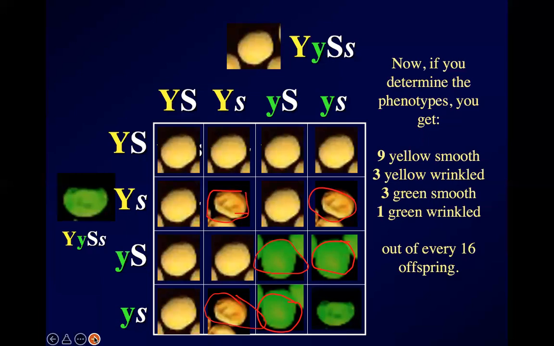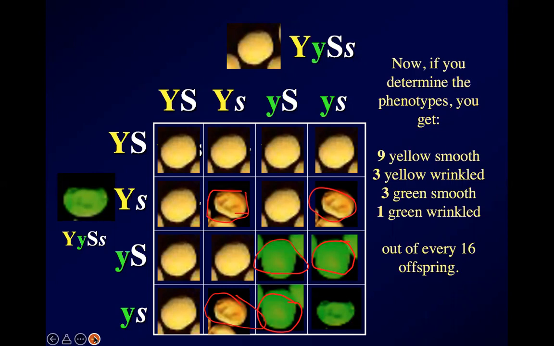So 9 out of 16 offspring, that works out to 56.25%, right? Just a little more than a half of those offspring are going to look yellow and smooth. They are going to have at least one copy of both dominant alleles.